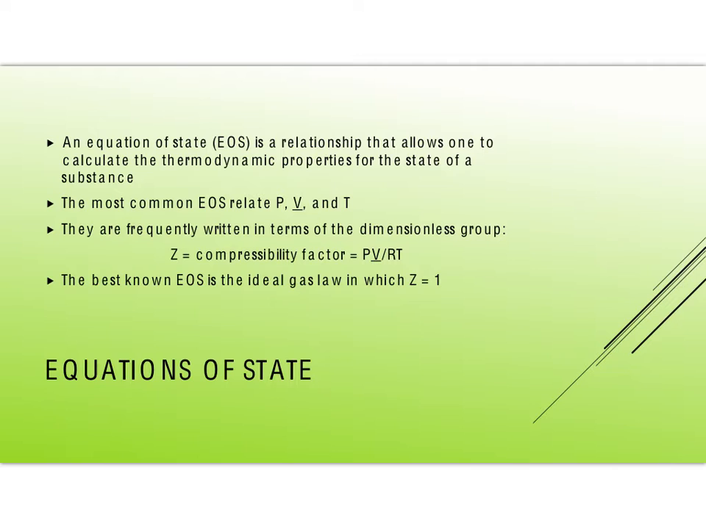Now, the best known equation of state is the ideal gas law, which we usually write as PV equals RT, or P times total volume equals number of moles times RT. But in this case, what we see is that this is simply another way of writing Z equals 1.